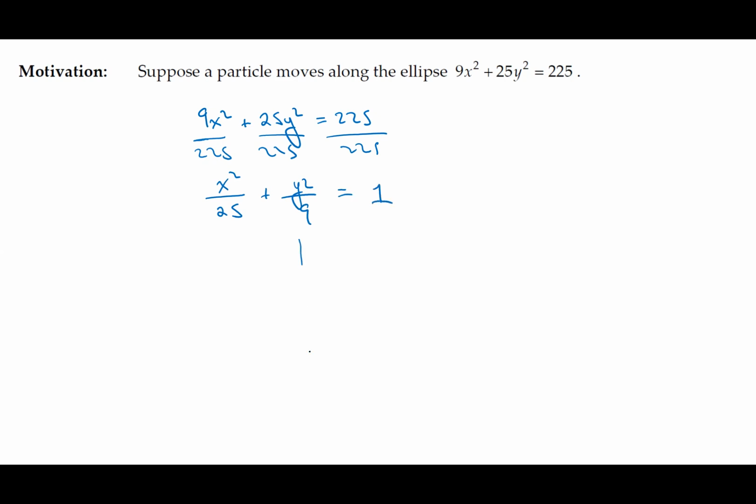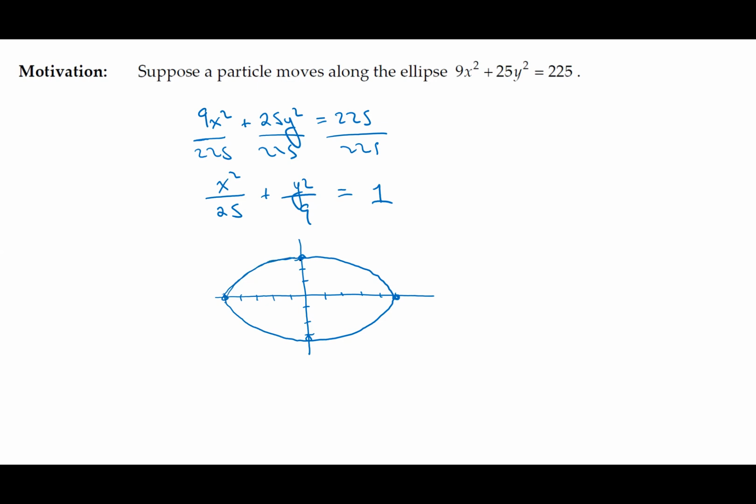So what does this look like? Well, we know that when y is 0, x is going to be plus or minus 5. And we know that when x is 0, y will be plus or minus 3. And so we get this ellipse here. Oh, it's horrible. My art skills are less than optimal. All right.